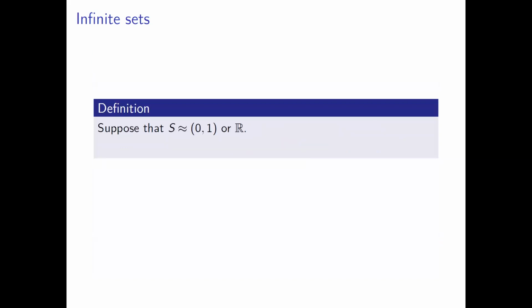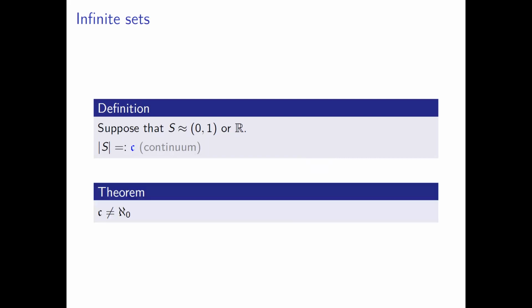This fact motivates the following definition. Let S be a set which is numerically equivalent to the open interval from 0 to 1, or the set of real numbers. Then the cardinality of S is denoted by the symbol C, which is short for continuum. Since the open interval from 0 to 1 is not numerically equivalent to the set of natural numbers, it follows that C is not equal to Aleph naught.